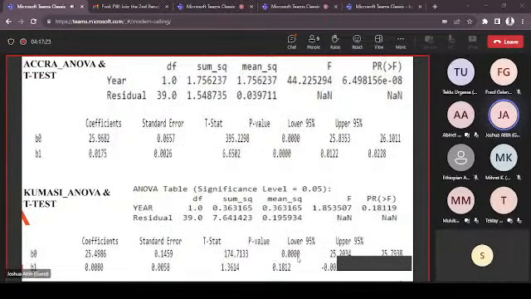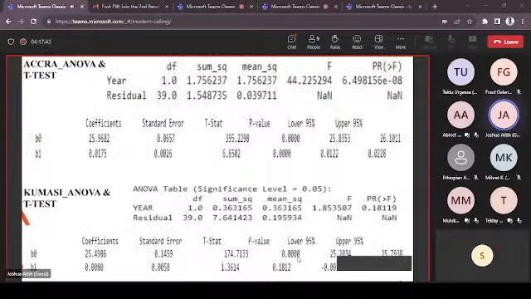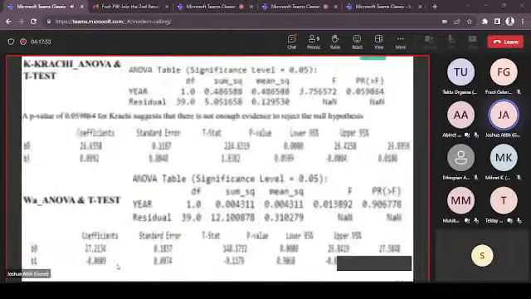So for the results we found, we arbitrarily took a value of 0.05. The ANOVA test for Accra was significant, and then the T test for Accra was also significant. For Kumasi, the null hypothesis for the ANOVA test was that regression has no significant effect on explaining the variation in the mean. We had to accept the null hypothesis because the p-value was greater than 0.05. Meanwhile, it was having a greater t and p-value for the t test that we did.